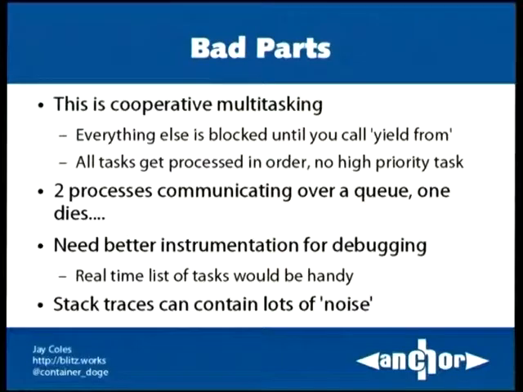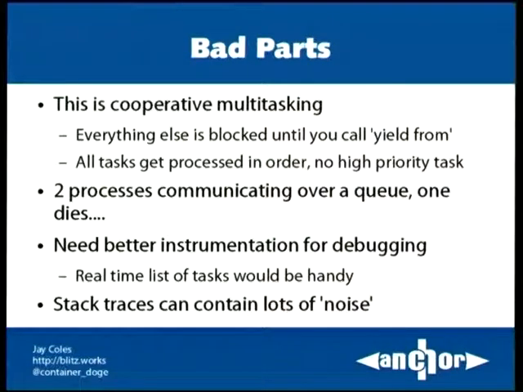There are some bad parts I touched on in the previous talk. This is essentially cooperative multitasking. I don't know if anyone's ever encountered the issues with this before, but if you've got a CPU-heavy task and you don't block with the yield from, no other process is going to run.